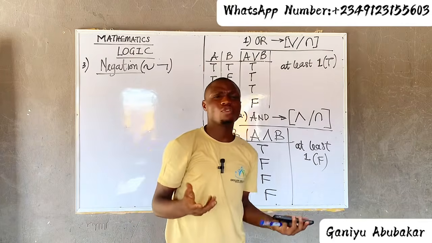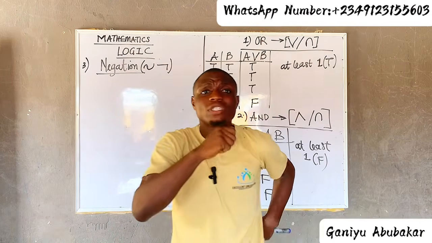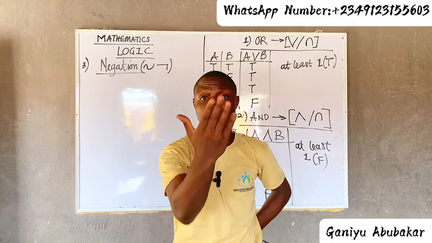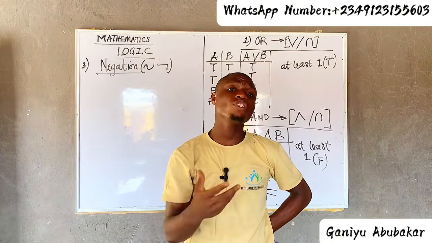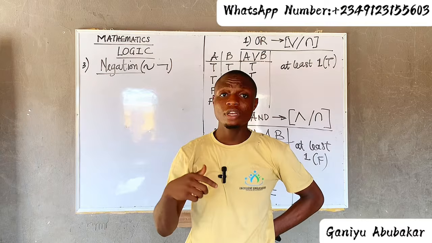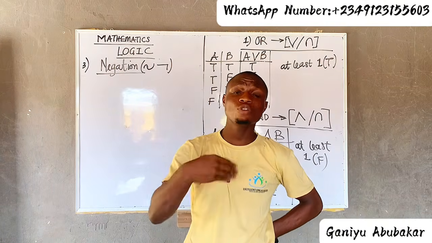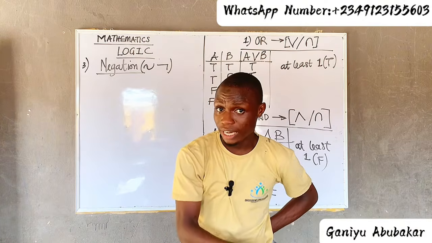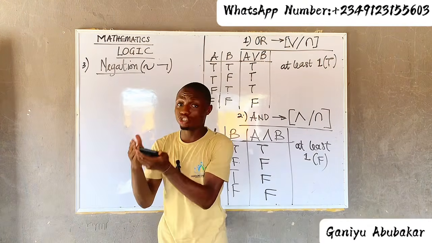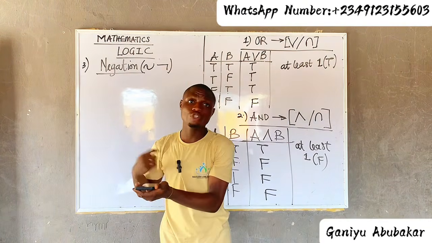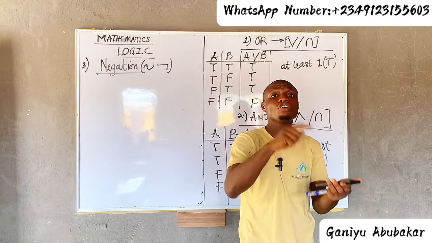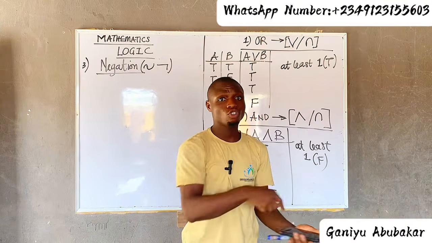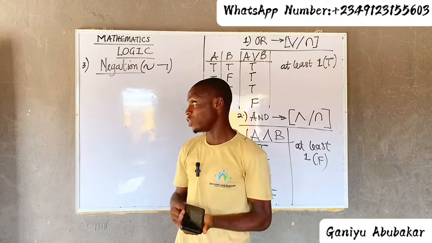Now, when it comes to negation, what does negation mean? Negation simply means, if I'm looking to the camera now and I apply the negation concept, you'll be telling me that I'm facing backward to the camera. That is, I'm just changing a true to be false or a false to be true. That's the concept of negation.